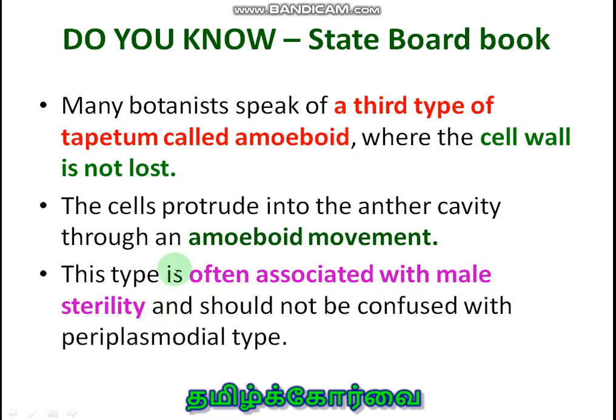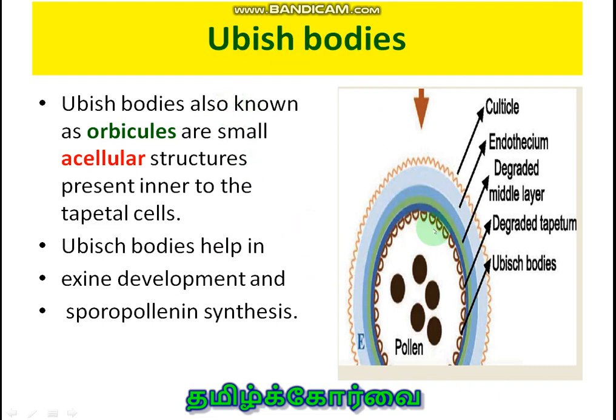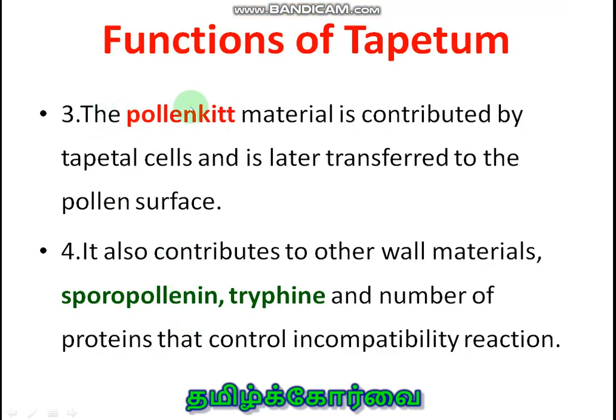Next, functions of tapetum: first, nutrition. Second, it contributes to pollen wall material formation through Ubisch bodies. Now we are going to discuss Ubisch bodies. These are the Ubisch bodies present inside the tapetum. Inside the tapetum, these are acellular, and they contribute to the wall formation of the pollen grain, exine development and also sporopollenin synthesis. Then the tapetum is also responsible for the formation of pollen kit, sporopollenin, and also tryphine.